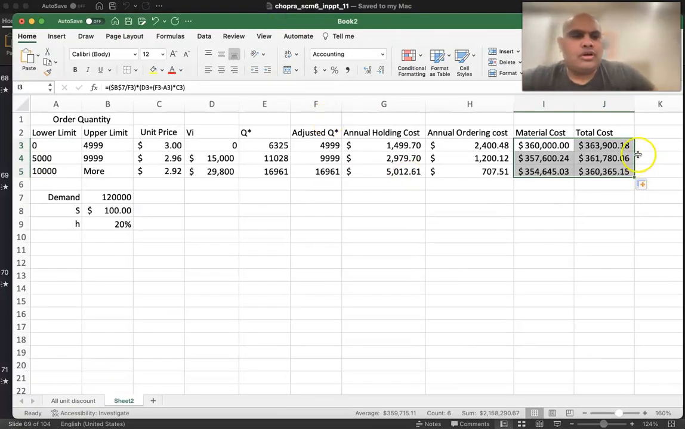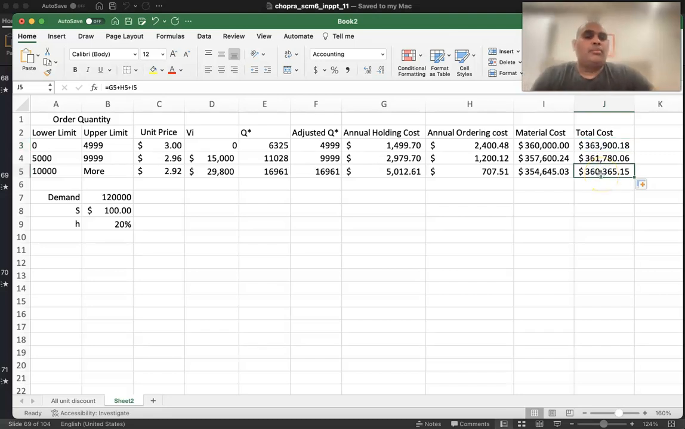So total cost, you'll notice that this is the cheapest option here, but this might not always be the cheapest option. You'll notice that the difference is only about $1,300 or something. So it's not that much different, given that the material costs are in hundreds of thousands of dollars. That's basically less than a percent in difference, right? So that's not that much of a difference. So something to keep in mind. Okay, so here the optimal total cost is that.